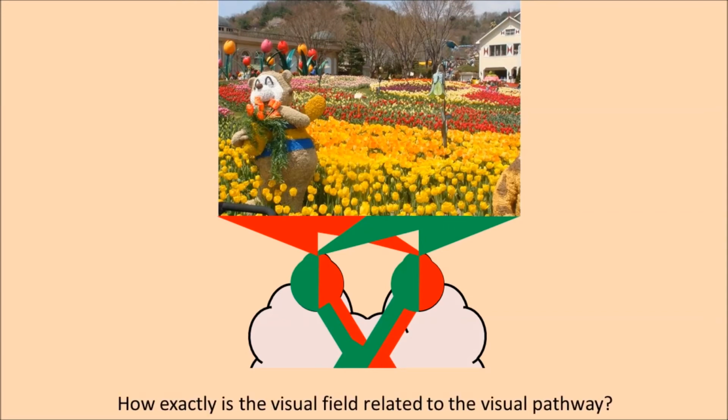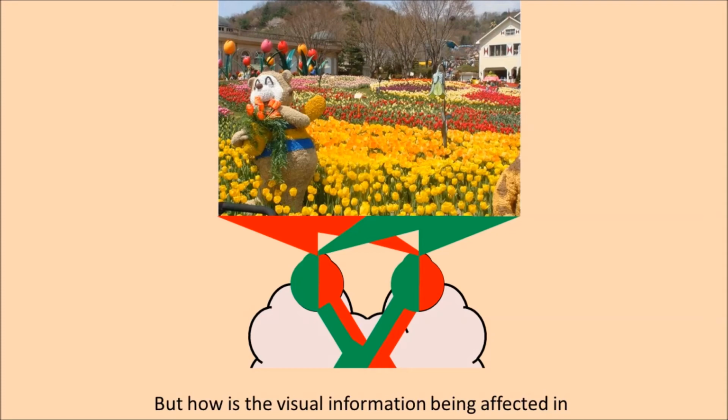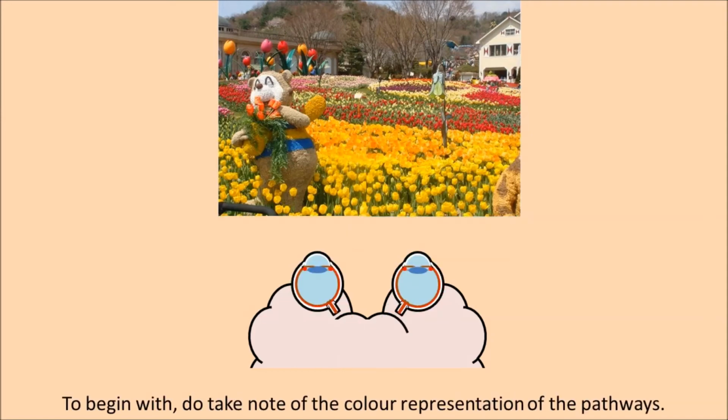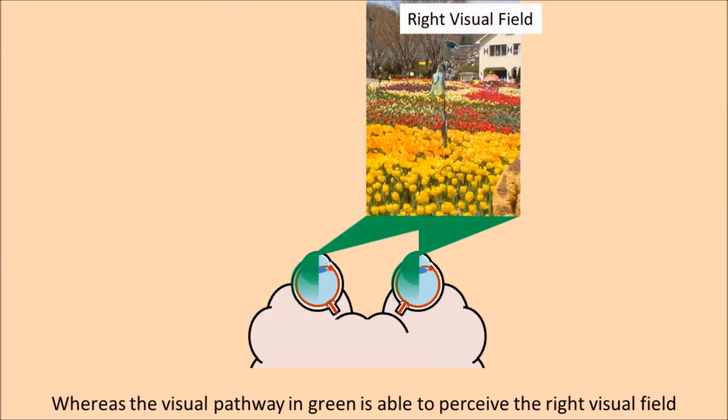How exactly is the visual field related to the visual pathway? We can see this picture as a whole with both eyes with no effort. But how is the visual information affected in the event of damage along the visual pathway? To begin with, do take note of the color representation of the pathways. The left visual field is perceived by the visual pathway in red, whereas the visual pathway in green is able to perceive the right visual field.